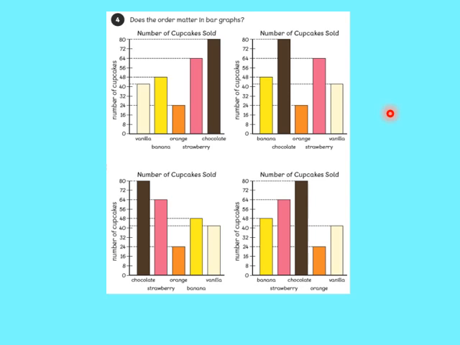Okay, you probably noticed that each shows the same information, and we can check that. Let's look at the chocolate. On here, we can see there were 80 sold. We can see the same on the second graph, and on the third, and on the fourth. What is different is that the information is shown in a different order. But does that matter? I think we can say that with bar graphs, it doesn't. I can just as easily gain the same information from each graph.